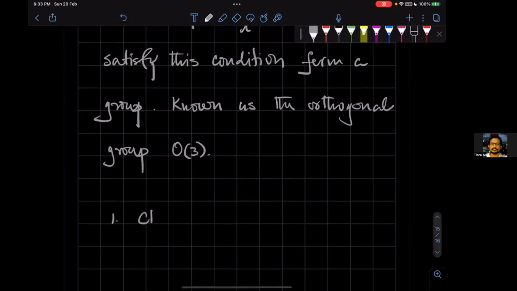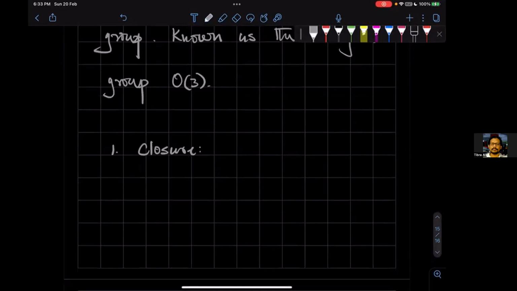Number one, closure. So let's say we have two orthogonal matrices, say O1 and O2. When we matrix multiply them, we get another matrix, say O3. So if O1 and O2 are orthogonal, is O3 orthogonal? That's the question. So let's see.